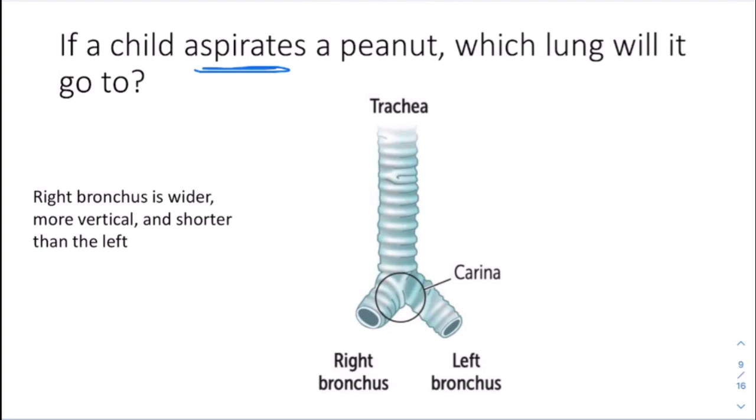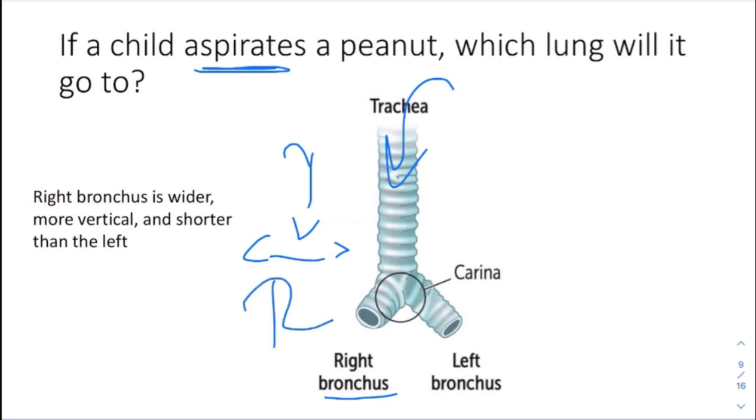Which lung will it go to? Okay, so anatomically, the right bronchus, it's wider, it's more vertical, and it's shorter than the left bronchus. So it's anatomically the path of least resistance. So whenever something is aspirated into the trachea, chances are this foreign body will go to the right lung.